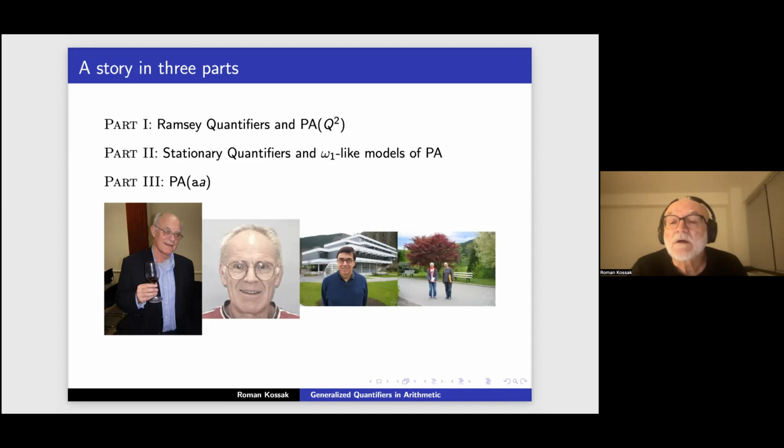The last pictures on the right, two small figures: there's Jim again, also in Oberwolfach. Steve Simpson is standing in Oberwolfach, and here is Jim and I standing in Oberwolfach. That's where we were writing the book that you know. I had some small contributions to this whole project, to see how one could use generalized quantifiers to study models of PA, and I will mention this today in the second part.